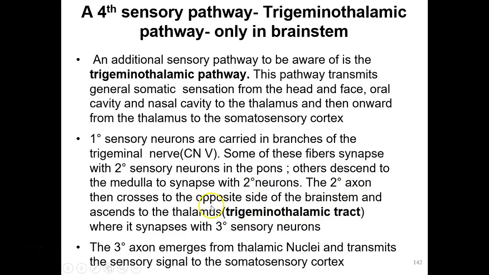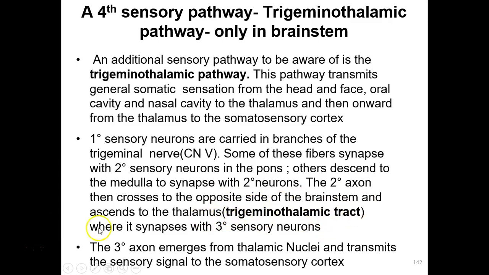Okay, particularly pain and temperature sense utilizes this tract. Touch and pressure sense often shares the dorsal column pathway, the second order neurons, and enters the medial lemniscus. But pain and temperature in particular travels within a separate ascending pathway called the trigeminothalamic tract.